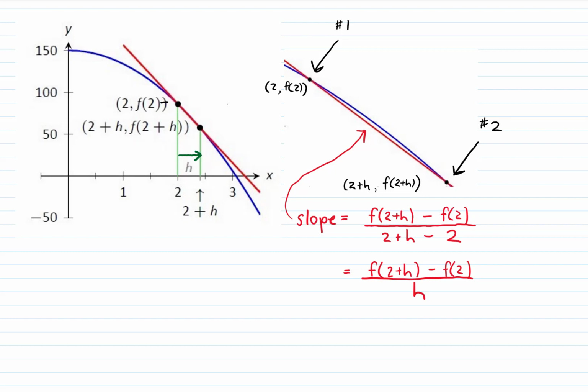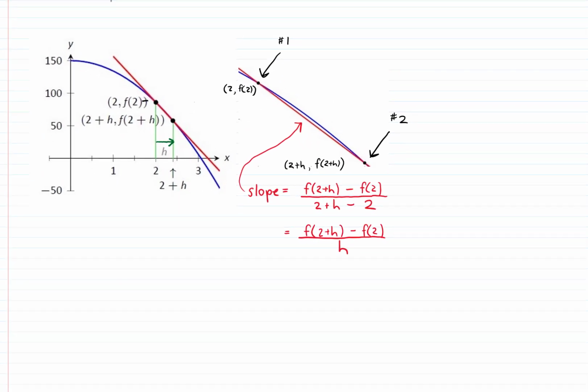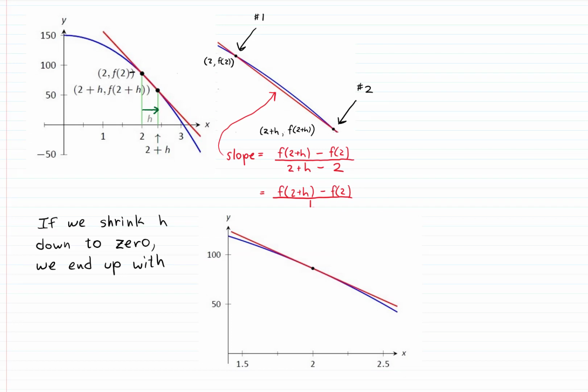And let's write it like this here. Let's shrink this down a little here. If we shrink h down to 0, we end up with our original picture.